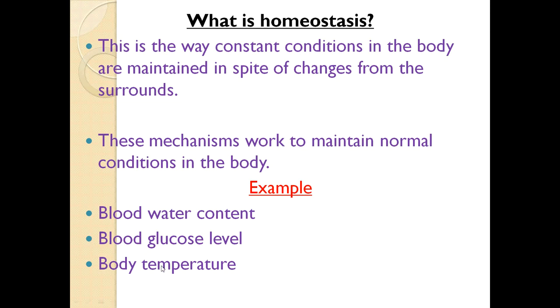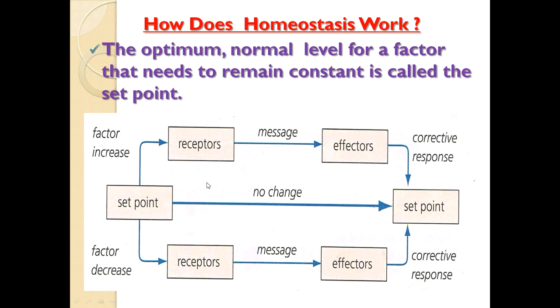So the ability of the human body to keep your temperature as close as possible to that 38 degrees Celsius is called homeostasis. So that's why the definition says in spite of the changes from your surroundings. These mechanisms work to maintain normal conditions in the body.